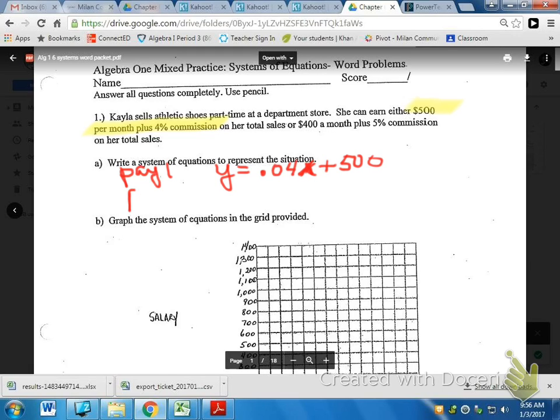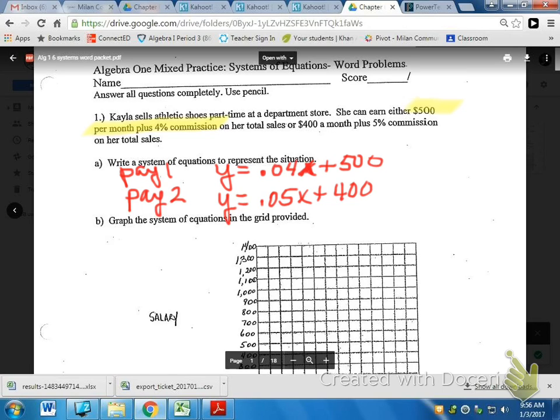Okay, and then she has the alternative pay. She can get $400 a month and 5% commission. So 5% would be written like 0.05, but it definitely starts with a lower amount of money. Okay, so that's how you would start off with the system. They definitely get a set amount of money plus a percentage based upon their sales. So y would represent her salary, where x would represent her sales.